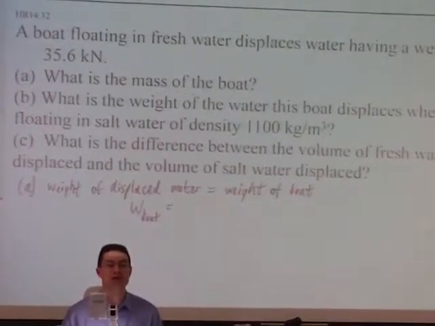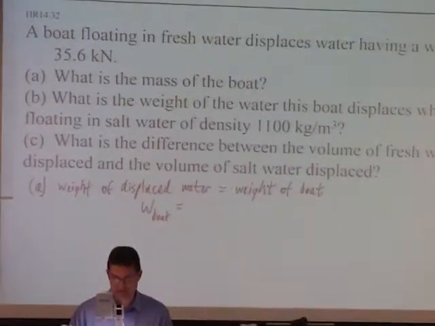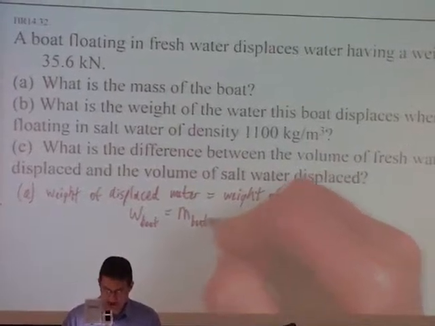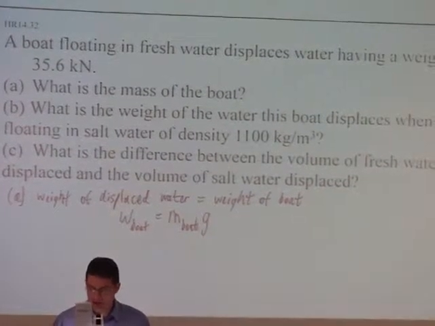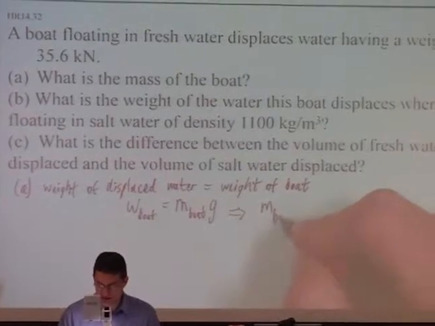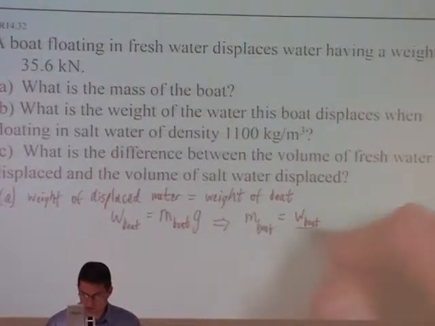Let's all say it together. W equals mg. Okay, good. So you haven't forgotten. Okay, W boat equals M boat times g, and that means that M boat is just equal to W boat divided by g.